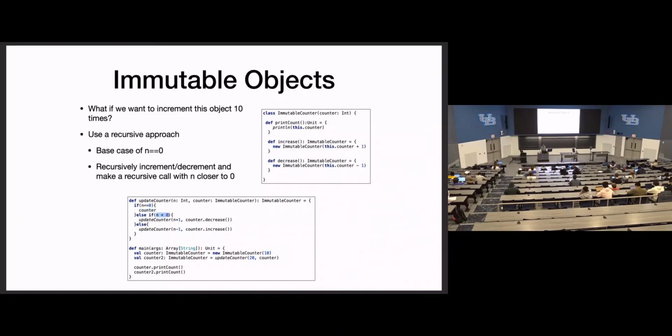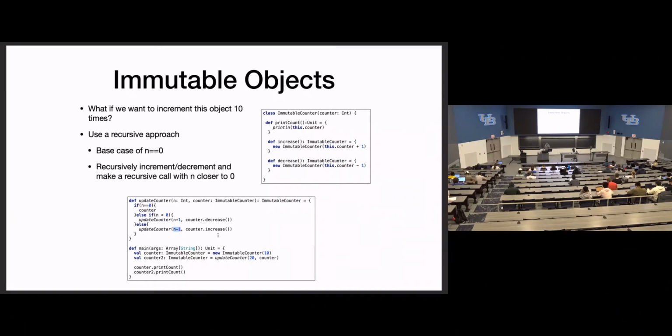Here I actually have 2 recursive cases. If n is not 0, I want to know whether it's positive or negative. If it's negative, I'm going to call decrease. If it's positive, I'm going to call increase. Now I'm going to assume that my recursive calls are correct. So if n is positive and I'm incrementing, I'm going to make a recursive call to update counter. I'm going to call increase one time, and I'm going to ask the recursive call to increment n minus 1 times.